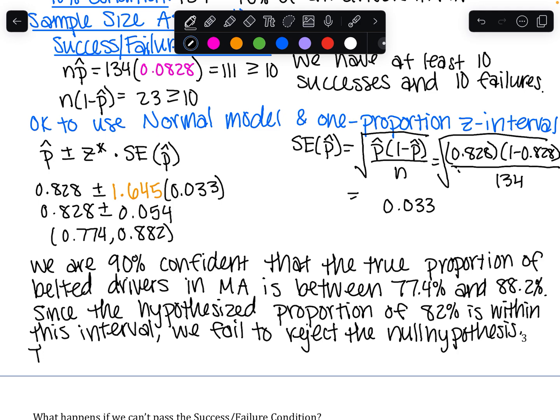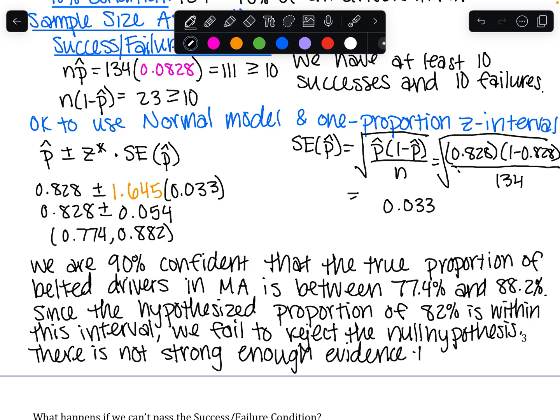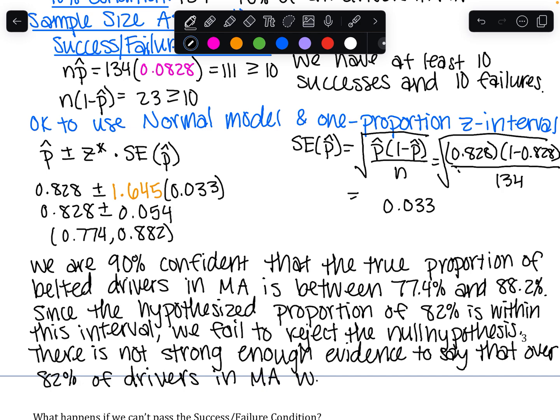And be careful on your wording. There is not strong enough evidence to say that over 82% of drivers in Massachusetts wear seatbelts, or that the goal was met.